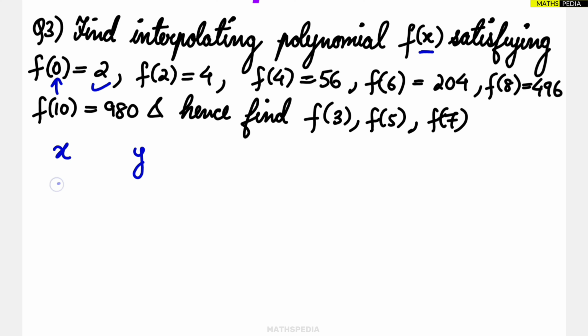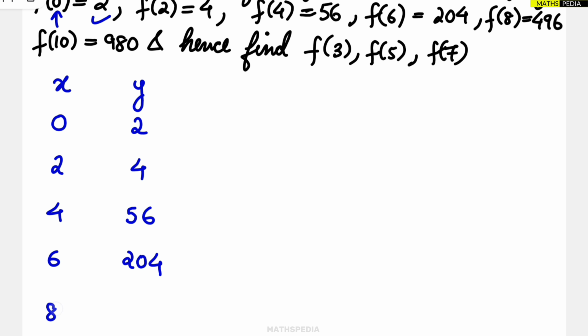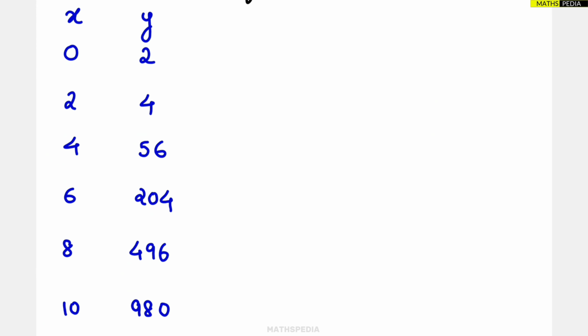So f of 0, that means at 0 the y value is 2, then at 2 the y value is 4, then at 4 the y value is 56, then at 6 the y value is 204, at 8 it is 496, and at 10 it is 980. Done. We'll start with the first difference column, that is the first forward difference, delta y. So what you have to do, first I'll name this value.